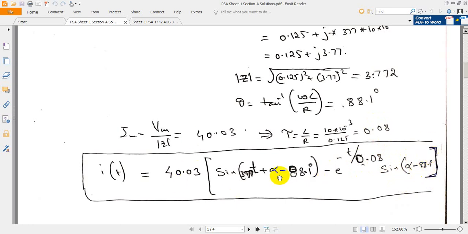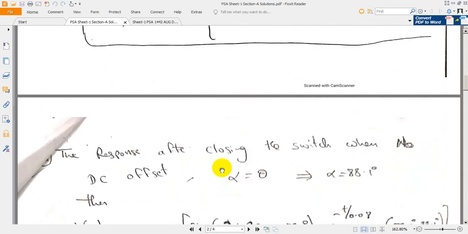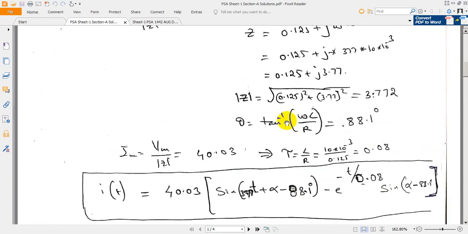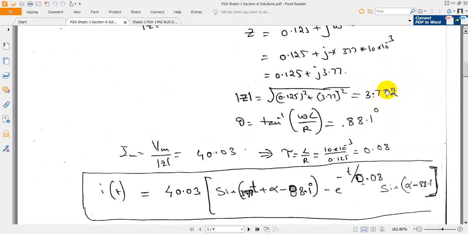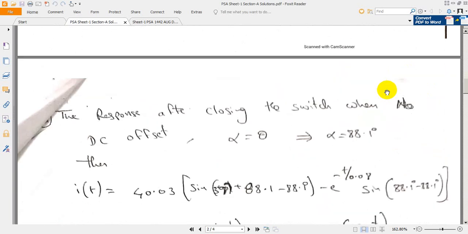But what we need to calculate is the response after closing the switch when no DC offset is present. When no DC offset is present, alpha is equal to theta. It means the second part of this equation should become 0. To get this part 0, we need to make the term sin(alpha minus theta) 0. This can be 0 when alpha is equal to theta, that is, alpha minus theta is equal to 0.